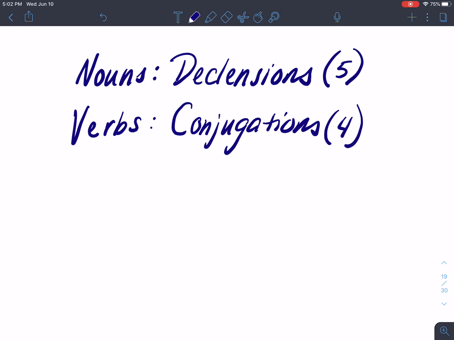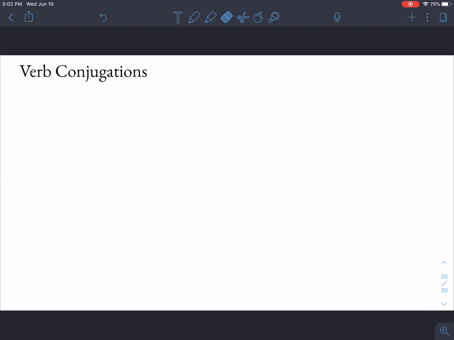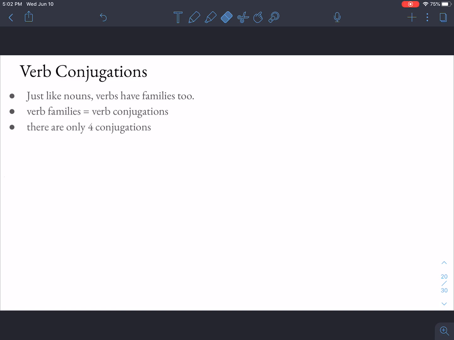All right, now there are 5 noun declensions. There are only 4 conjugations in Latin, so there's less here. All right, let's go over this. So verb conjugations. Just like nouns, verbs have families too. Verb families equal verb conjugations, just like I just told you. And I also told you that there are only 4 conjugations. So there's only 4 verb families. Now, the way to tell the difference between them is by looking at the infinitive.